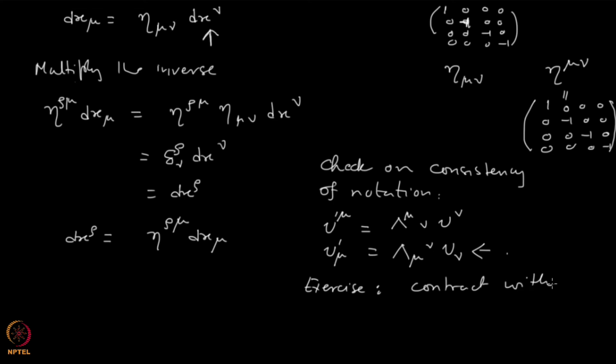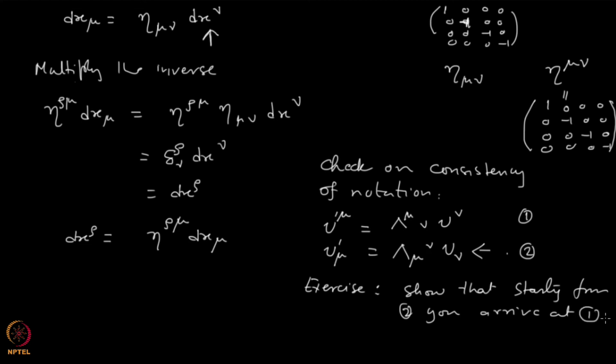Show that if you start from 2, you arrive at 1. Okay, that will tell you that all the notation has been consistent, because you arrive from this kind of matrix to that kind of matrix when you are changing all the indices. So you will have to use eta^mu nu for that purpose. Okay, that's good. Now, the power of the notation is this.